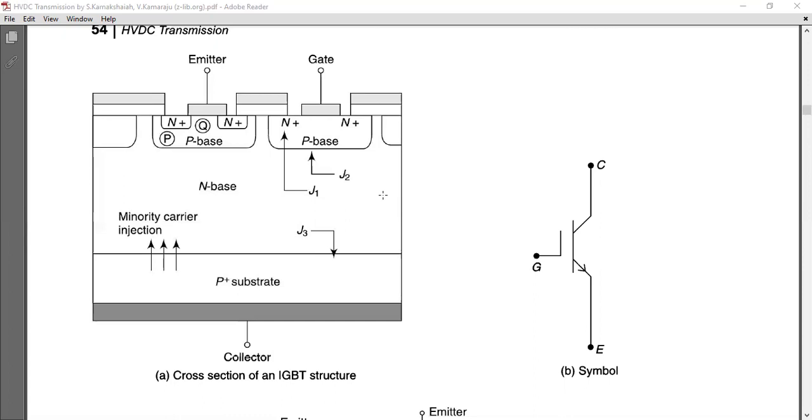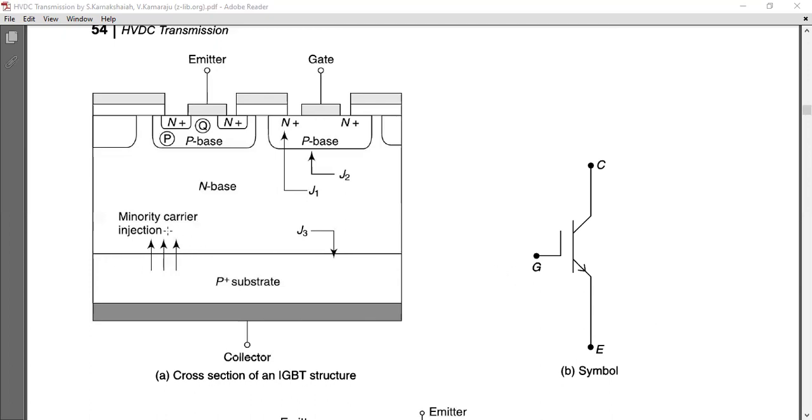Next, the second one, forward blocking capability. This is provided by the P base and N base junction, J2. If J2 is positive with respect to the collector voltage, we say it has forward blocking capability. In this forward blocking mode, the gate is shorted to the emitter.